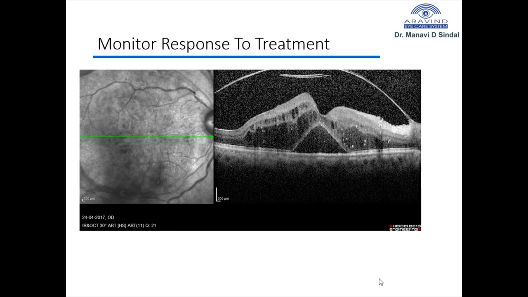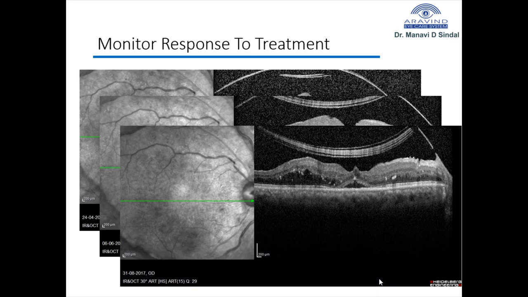So this is a patient who has this extensive macular edema with a lot of subretinal fluid, and he's receiving intravitreal injections. After one injection, there is reduction. After the second injection, there's further reduction. So to monitor response to treatment, to make retreatment decisions, we use the optical coherence tomography.